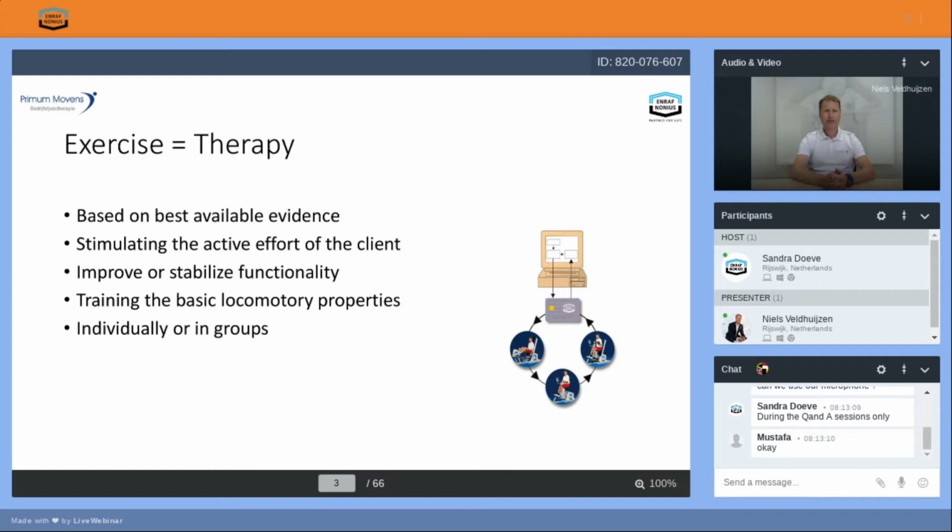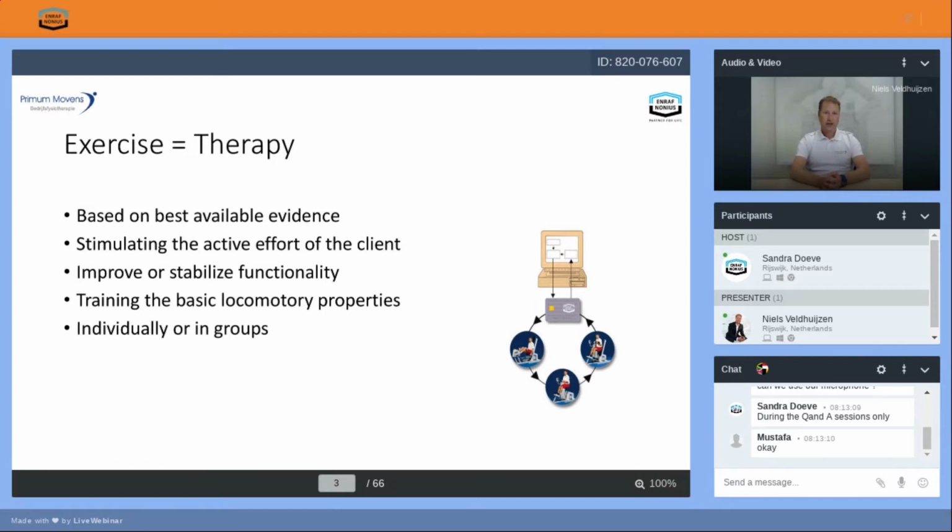When you talk about exercise therapy, that's focusing on stimulating the active effort of the client themselves. They are the ones that are active. They are doing the exercises, and by doing the exercises, they gain the profits from the exercises. The idea is to improve or to stabilize functionality. Unfortunately, there are some diseases that are regressive, so no improvement is possible. The only thing you can do is try to stabilize the situation that they have and keep the functionality as good as possible for as long as possible.